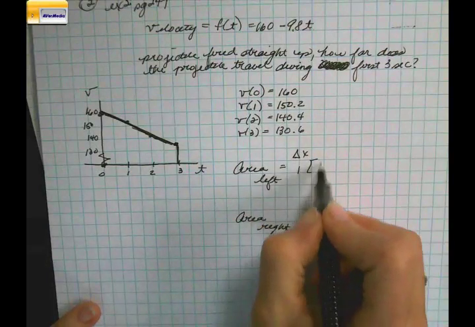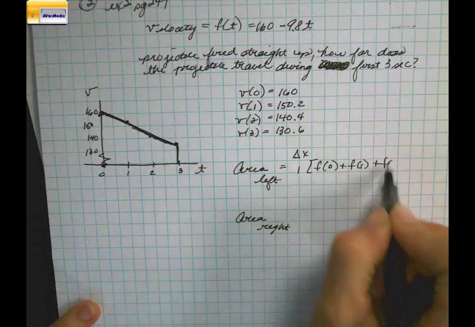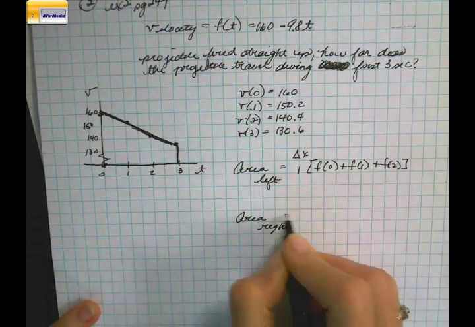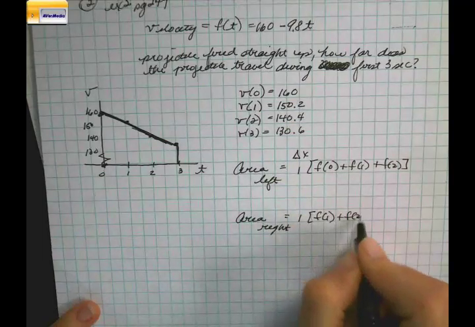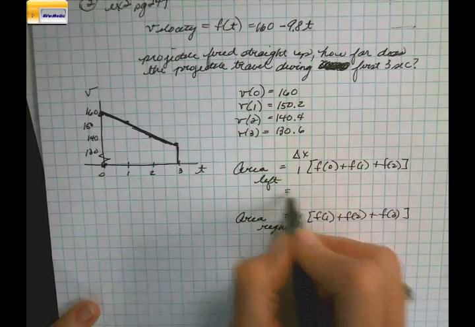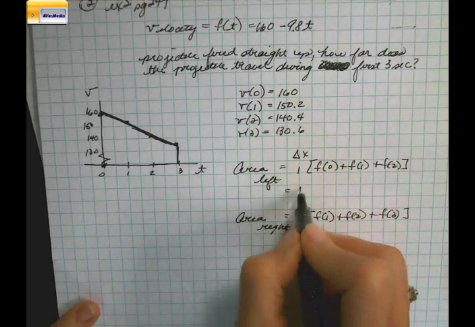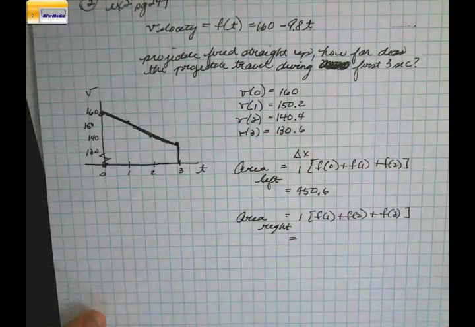Your delta x is 1, right? So the left endpoint is what? 450.6. Anybody get the right endpoint?